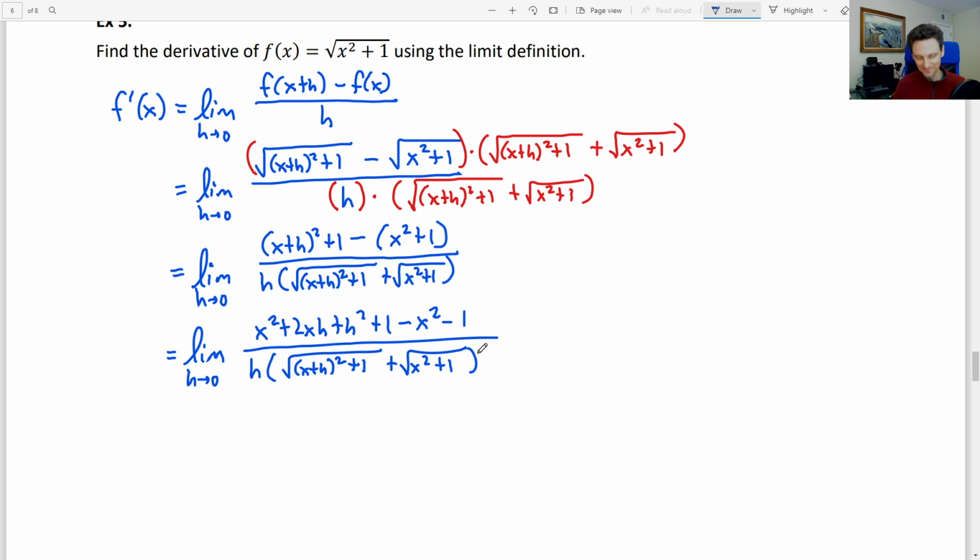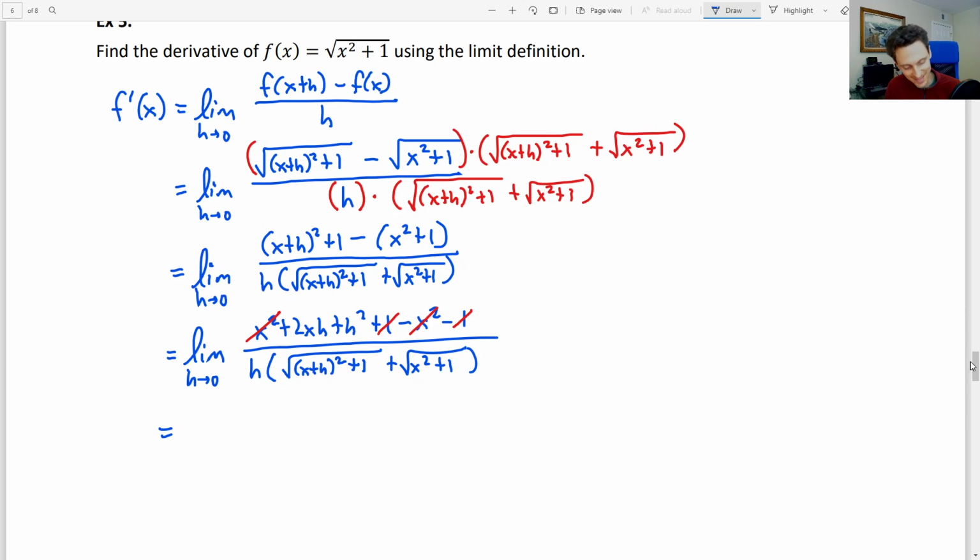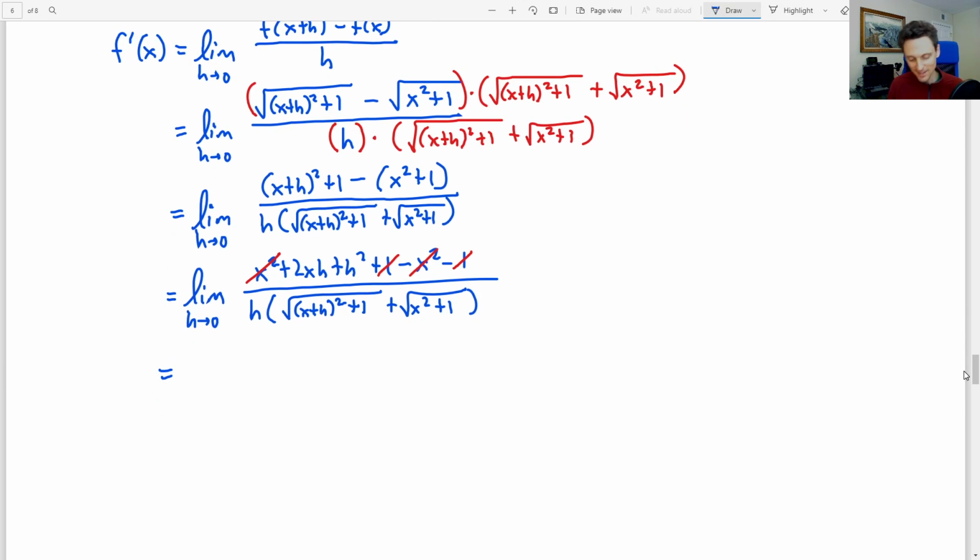A lot of writing, but you get used to it. And have a big canceling fest. X squared cancels with x squared. 1 cancels with 1. Well, maybe that wasn't a big canceling fest, but it was a medium-sized one.